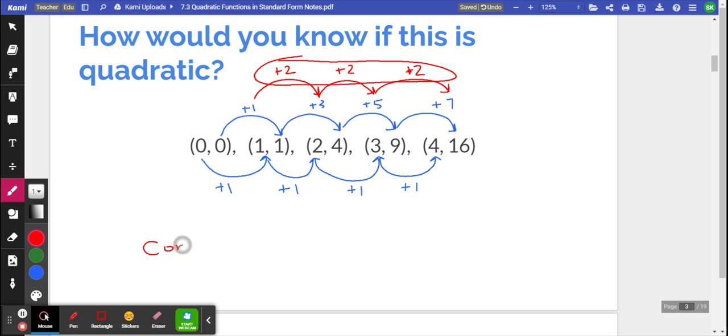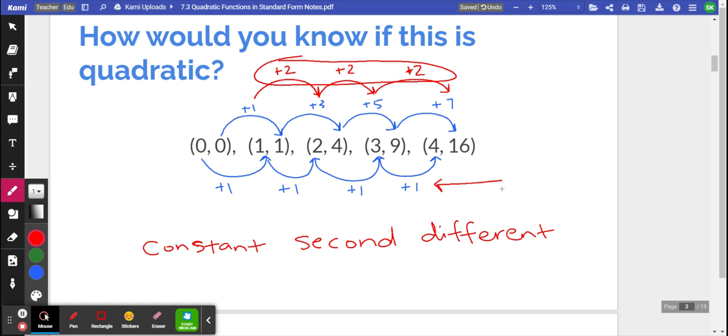We need to always have constant second differences in our y values, and we need to have a constant rate of change in the x values as well. So again, these must be the same and these must be the same.